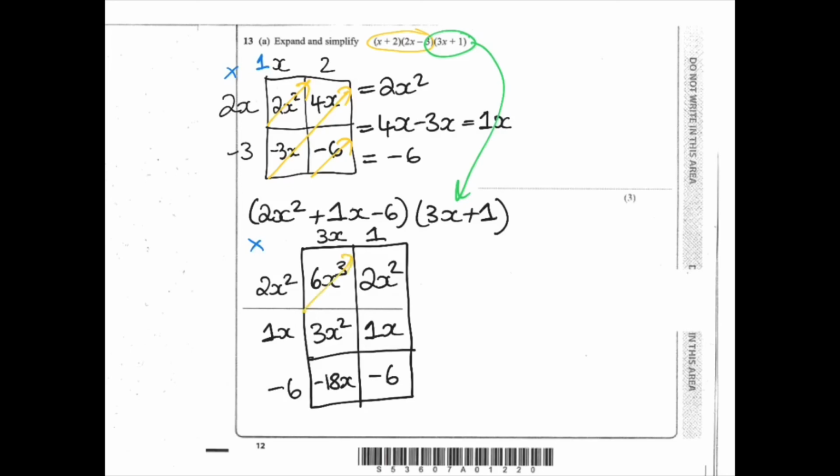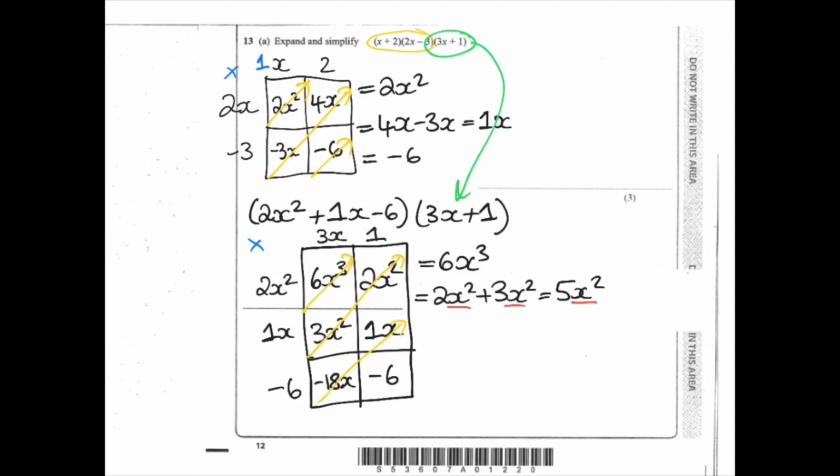Work down the diagonals. So the first one, on its own, 6x cubed. Next diagonal should be the same family. You've got a 2x squared plus a 3x squared, 5x squared. Remember, you're collecting the family, so the family is not going to change. That is the family of x squareds.